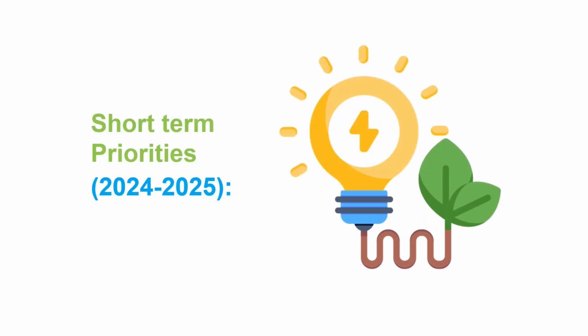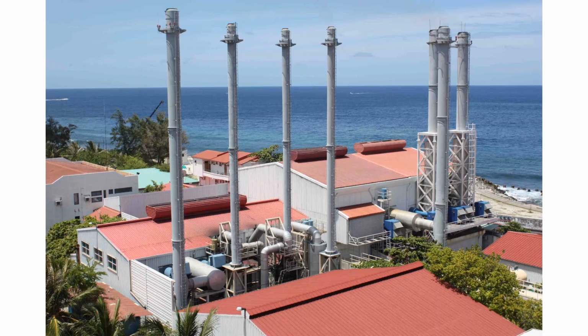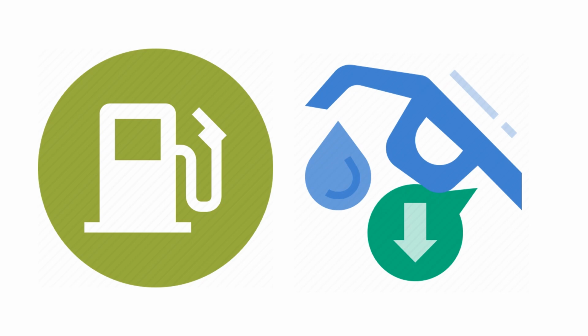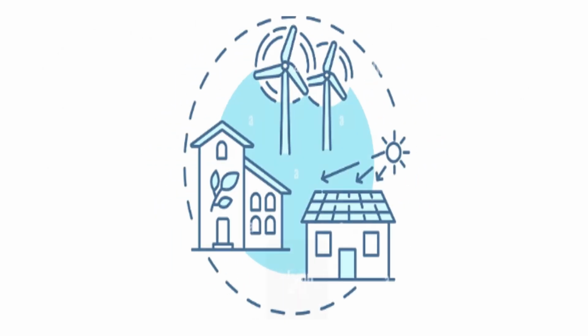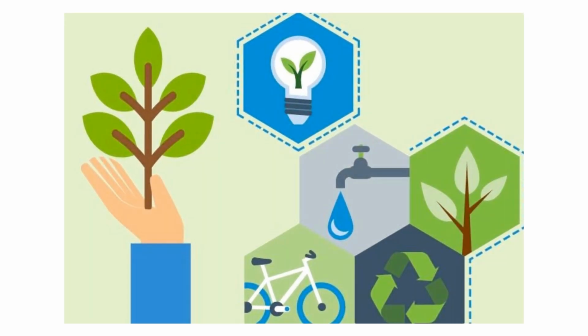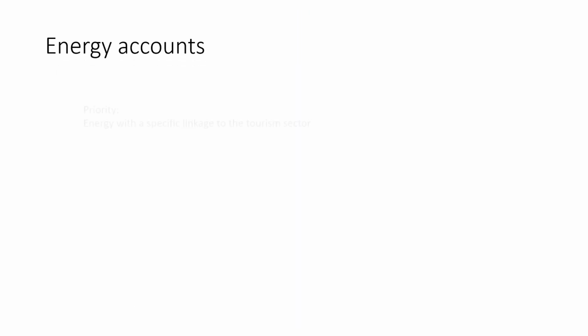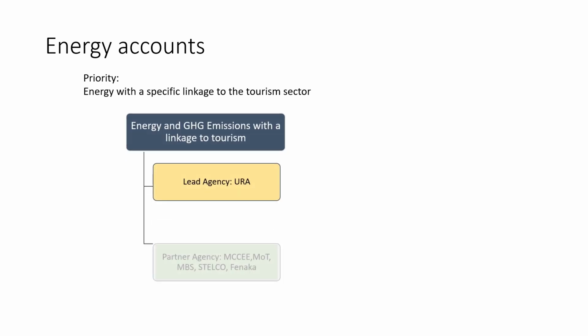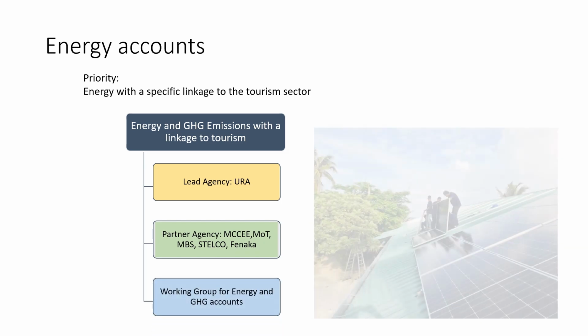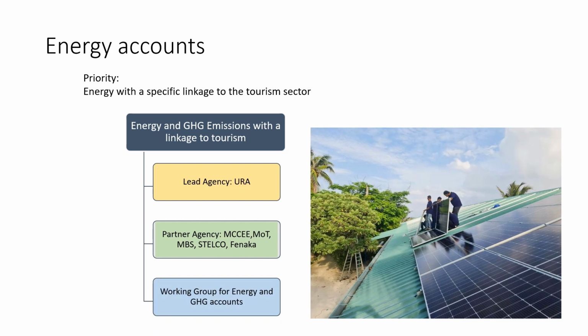On the area of energy, the provision of energy within the Maldives remains a critical factor in fostering economic growth. In the Maldives, the most significant energy conversion is from diesel to electricity. Given the Maldives' commitment to attaining net zero emissions by 2030, it becomes imperative to ascertain the precise extent of fuel consumption, particularly within the tourism industry. Under this priority area, two accounts will be produced, namely energy and GHG accounts with specific linkages to tourism in accordance with the statistical framework for measuring sustainable tourism.